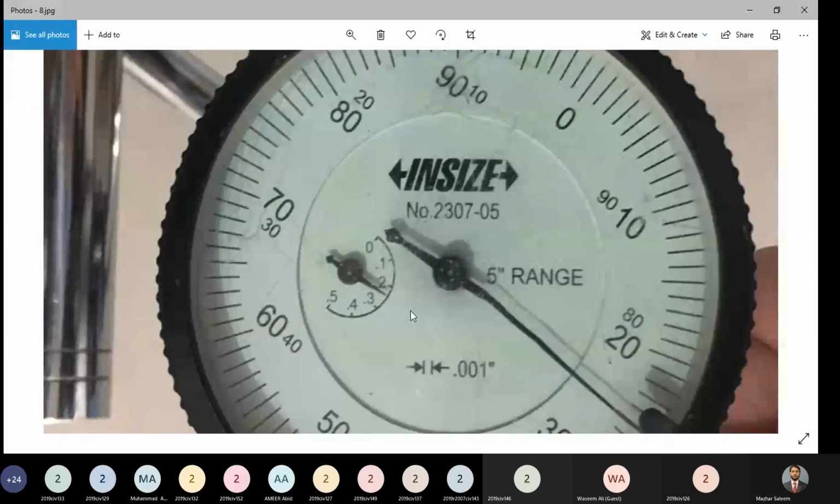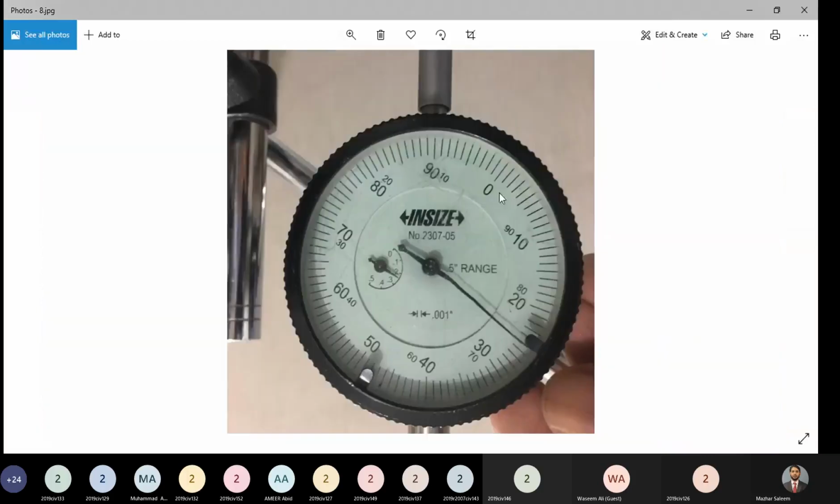So how much is the large scale reading currently? Large scale reading is 0.2 inch because the needle is ahead of 0.2. And what about the small scale reading? In order to see the small scale reading, you need to know the direction of rotation. 0 is here. If the needle is moving in clockwise direction, then we read it as 10, 20, 30.